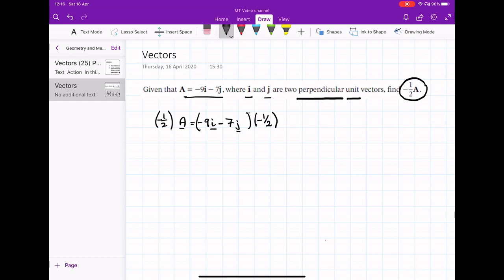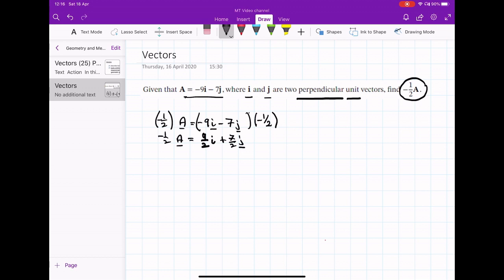So let's multiply that out. That will give us minus a half a, which is what we're after, equals minus 9 times minus a half. Minus times a minus is a plus, so that gives us plus 9 over 2i plus 7 over 2j, which is the answer.